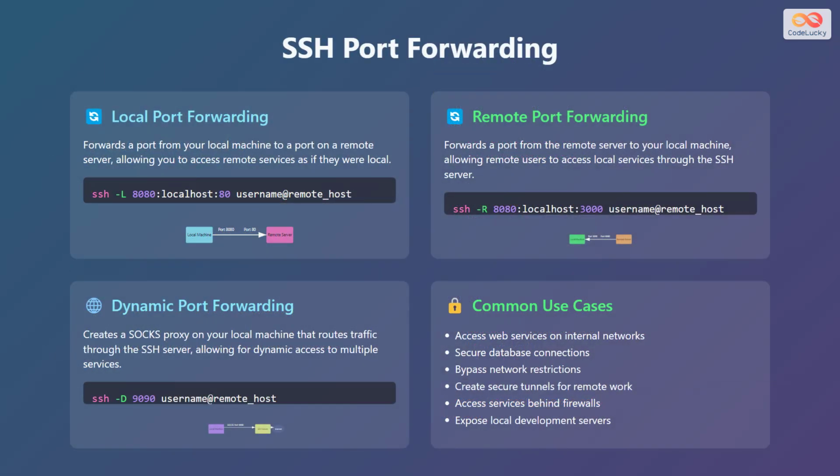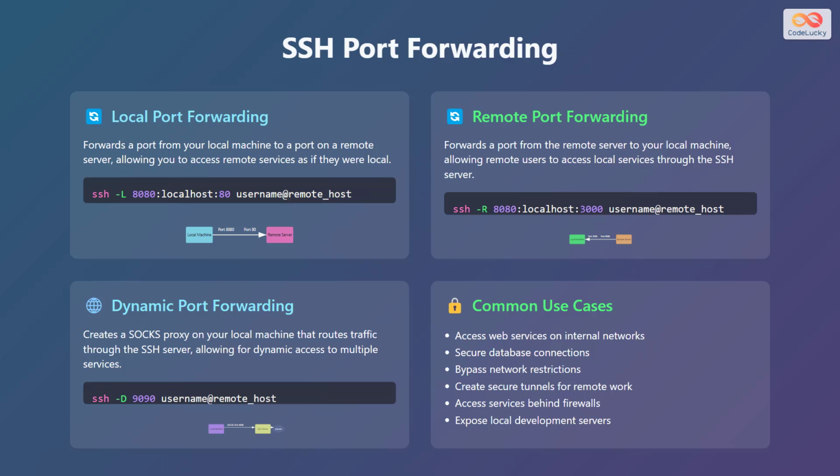Let's delve into SSH port forwarding. There are different types of port forwarding: local port forwarding, remote port forwarding, and dynamic port forwarding. Local port forwarding forwards a port from your local machine to a port on a remote server, allowing you to access remote services as if they were local. The command for local port forwarding is ssh -L 8080:localhost:80 username@remote_host.